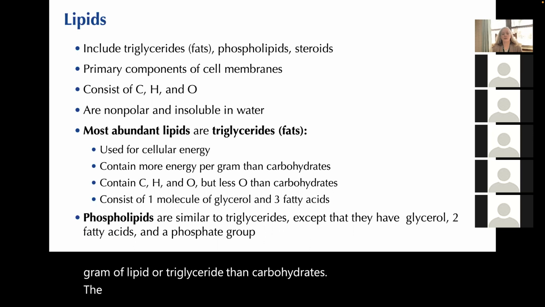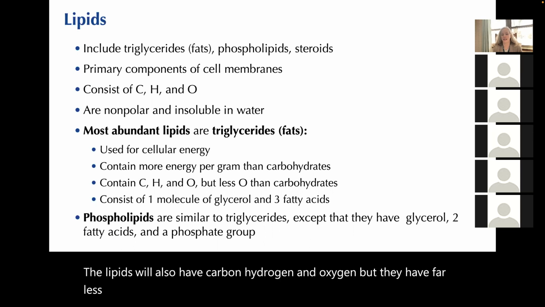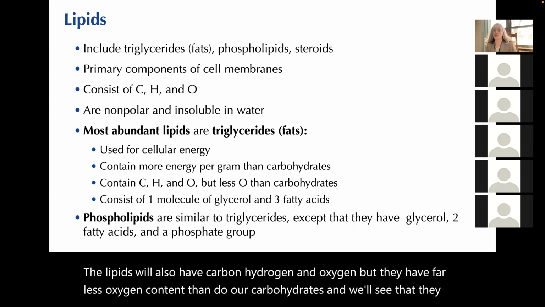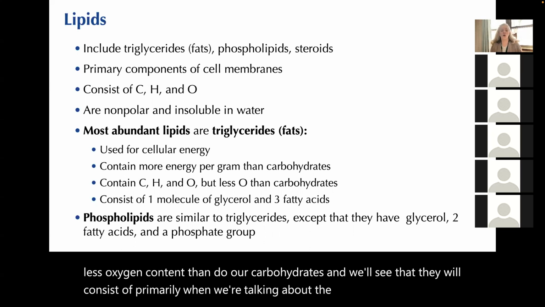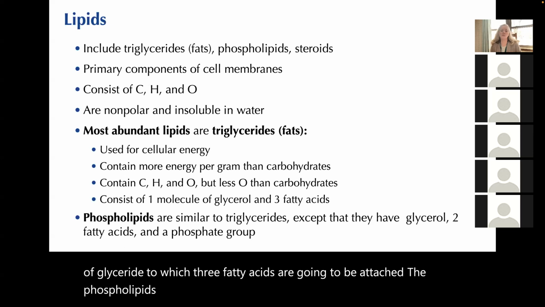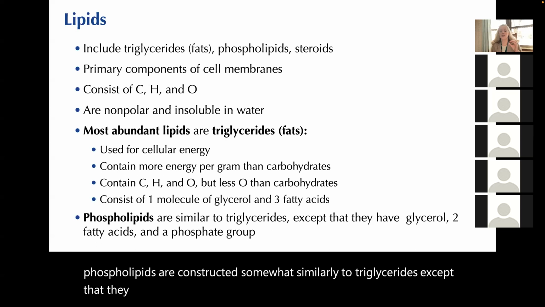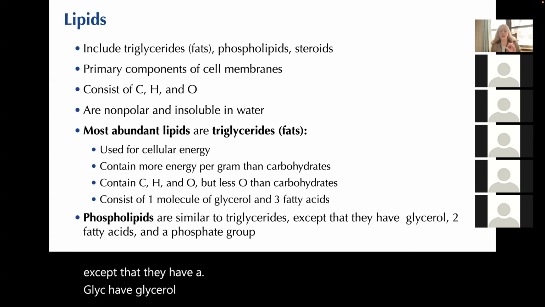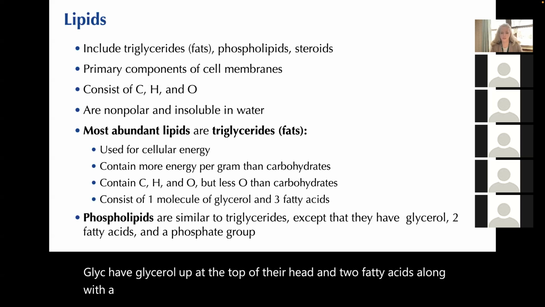The lipids will also have carbon, hydrogen, and oxygen, but they have far less oxygen content than do our carbohydrates. And we'll see that they will consist of, primarily when we're talking about the triglycerides, one molecule of glycerol to which 3 fatty acids are going to be attached. The phospholipids are constructed somewhat similarly to triglycerides, except that they have glycerol up at the top of their head and 2 fatty acids along with a phosphate group. We'll take a look at all of these.